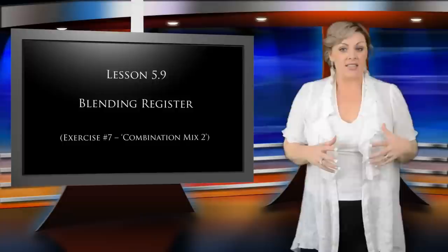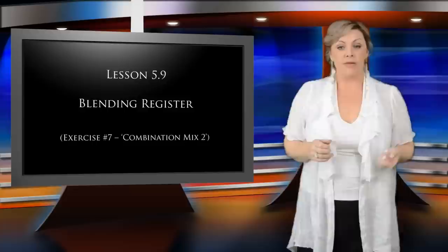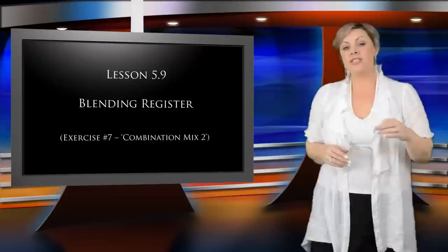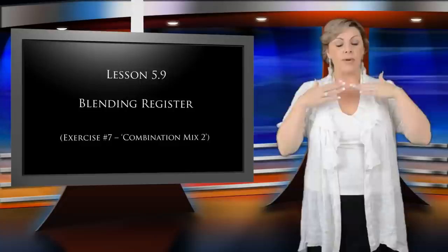Now we're going to blend exercises 5 and 6 the same way we did earlier. In this exercise, we're going to be using the vowel combinations O for the chest register notes, A for the notes in the mix, and E for the notes in the head register. So remember, as you sing with me, sing gently and lightly in your chest voice and keep your larynx down by rounding the edge of the vowel slightly.